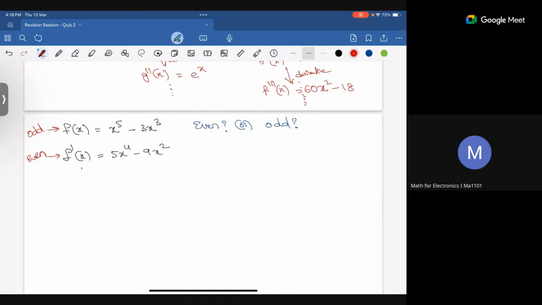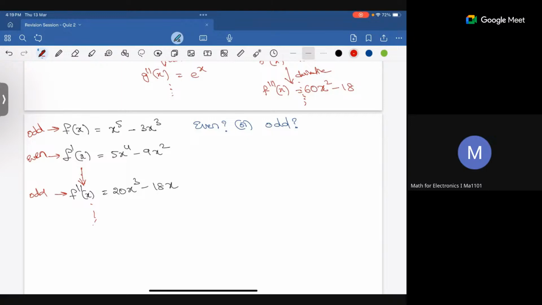Now, if I take the derivative once again, so if I take the derivative of the even function, f double prime, what will happen to this? 20x³ minus 18x. Now, again, the same question. Is this even or odd? Odd. Correct. So now you can see a pattern, right? If you take an odd function and look at its derivative, the derivative function will become even. If you take an even function and look at its derivative, it will become odd.